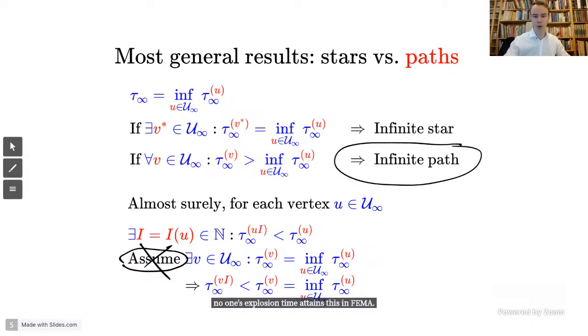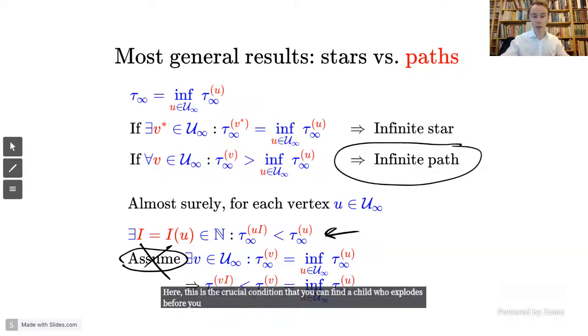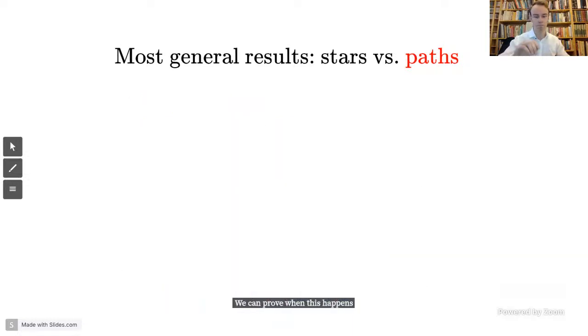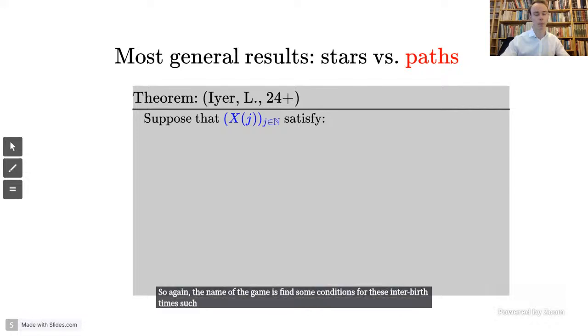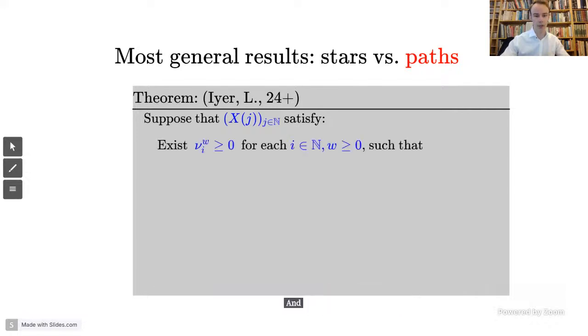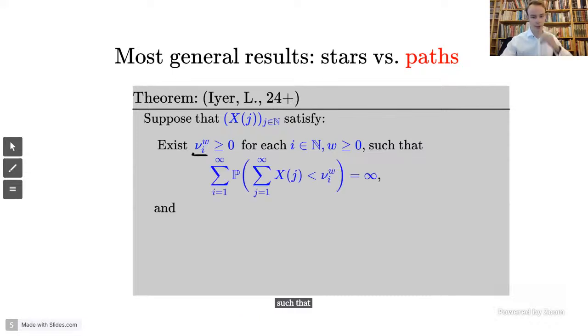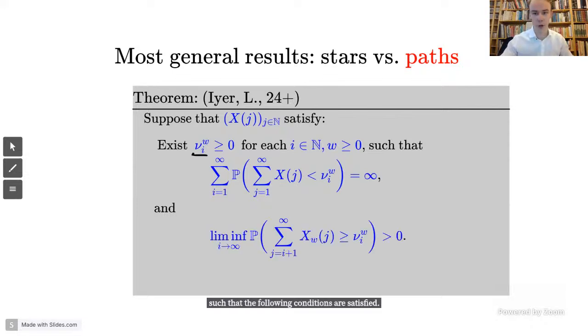Okay, so again, we can prove that this condition, the crucial condition that you can find a child who explodes before you, holds almost surely. So again, the name of the game is to find some conditions for these interbirth times such that this is true. And here we want there to exist certain numbers mu that depend on I and W such that the following conditions are satisfied. These again look not so friendly, but let me take a bit of time to provide some intuition.